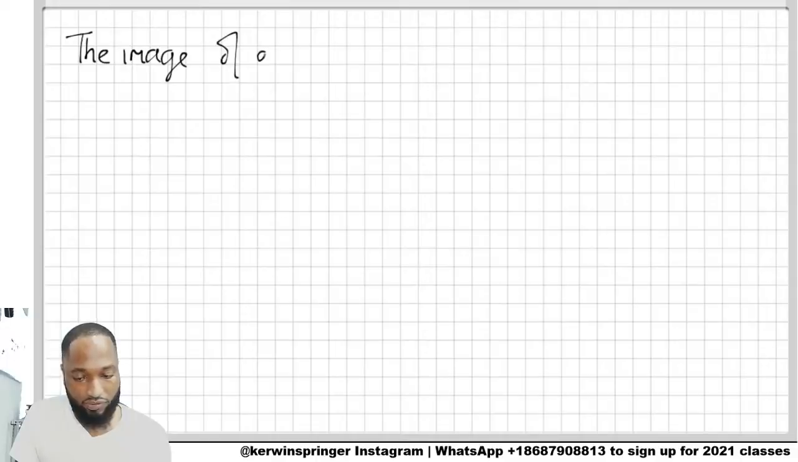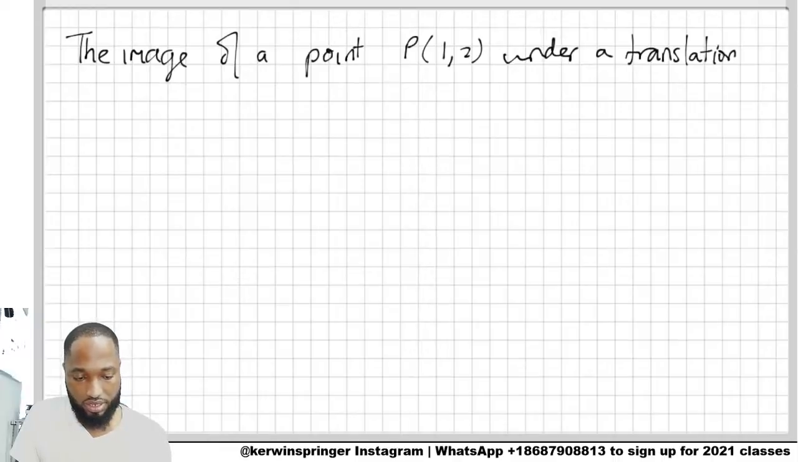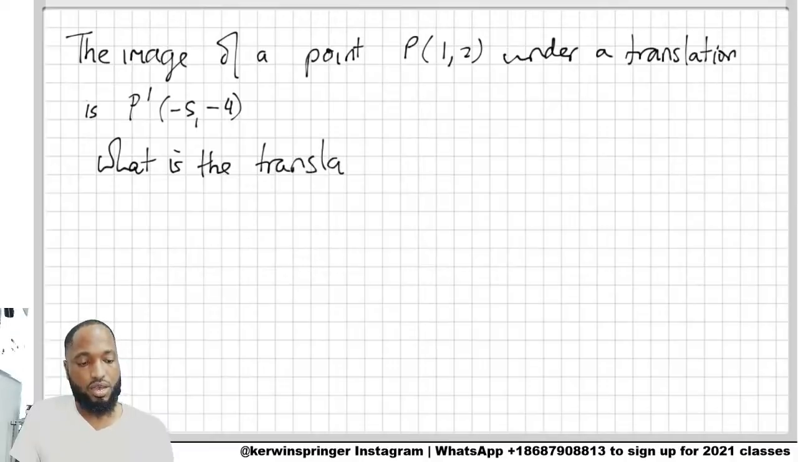The image of a point P12 under a translation is this. What is the translation vector? What is the translation vector?